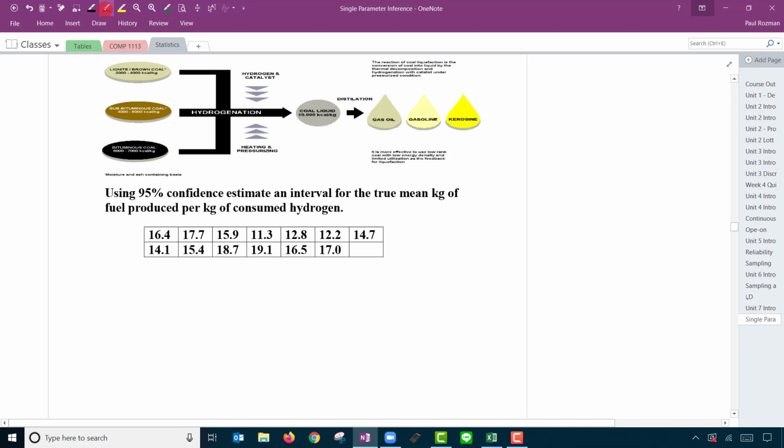First thing I do when I see a problem like this, and it tells me to find a confidence interval, I ask, do I know sigma? And in this case, sigma is not known.